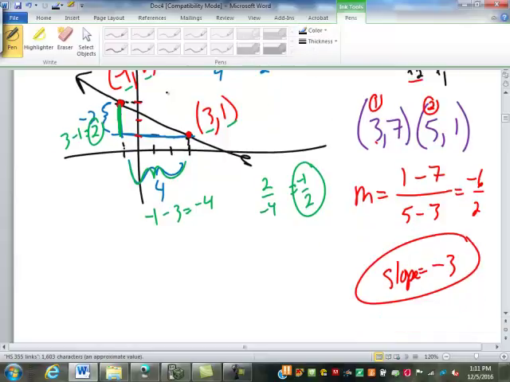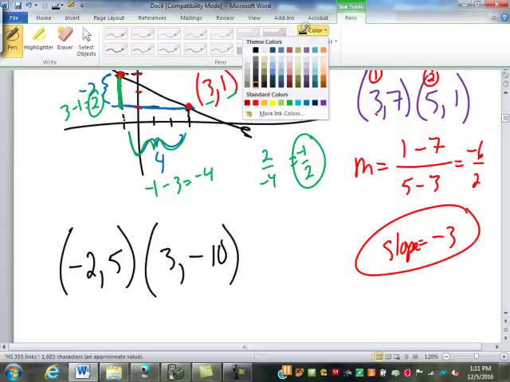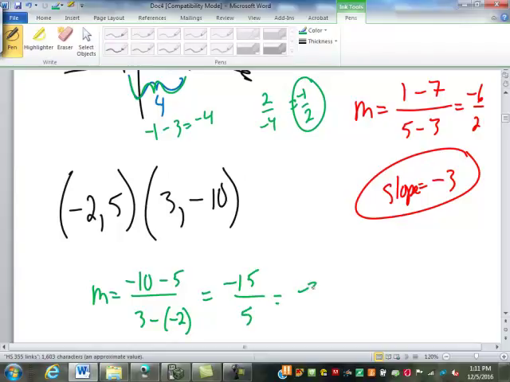You're confused, eh? Okay, so how about this one? Where am I going to start? Negative 10 minus 5 on top, okay. That would be a negative 15. 3 minus a negative 2 is a positive 5. Negative 3 slope.